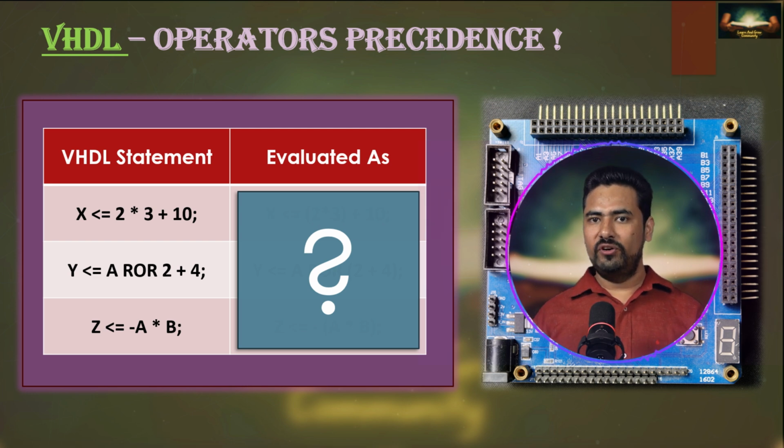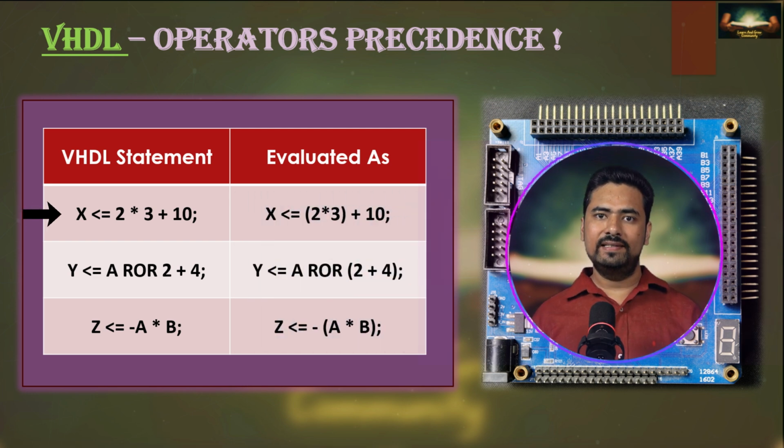Okay, so it's time to reveal that. First expression is signal x <= 2 * 3 + 10; And this expression will be evaluated as multiplication will happen first and then 10 will be added to the output. Second example, signal y <= a ROR 2 + 4; So here the addition will happen first and the VHDL execution will be a ROR 6, since we have added 4 plus 2.